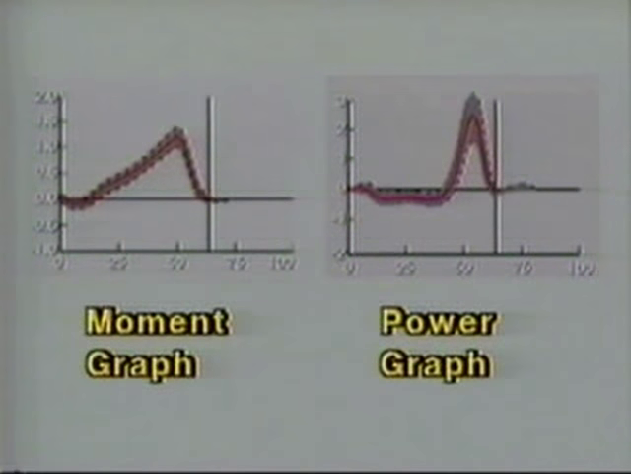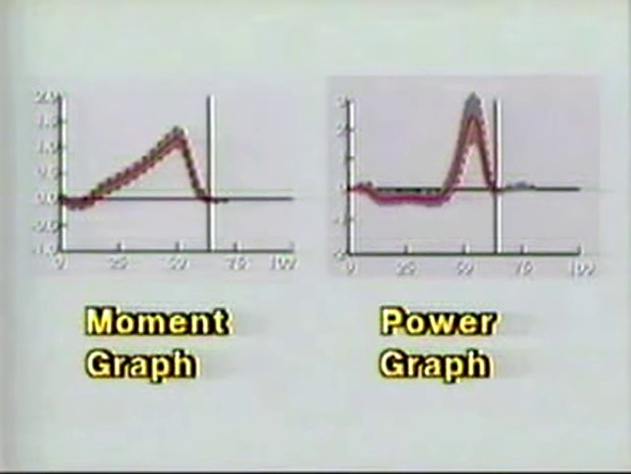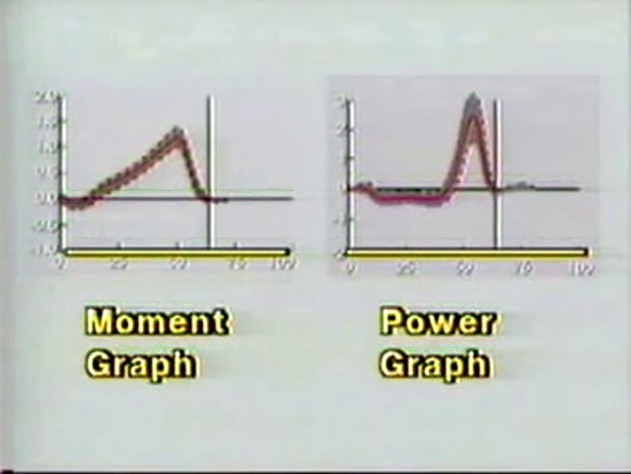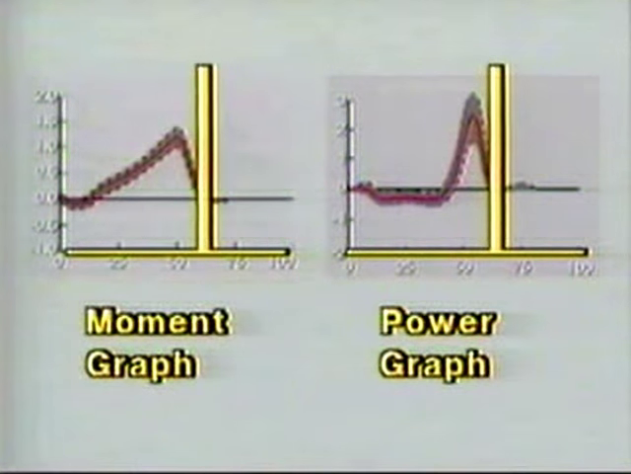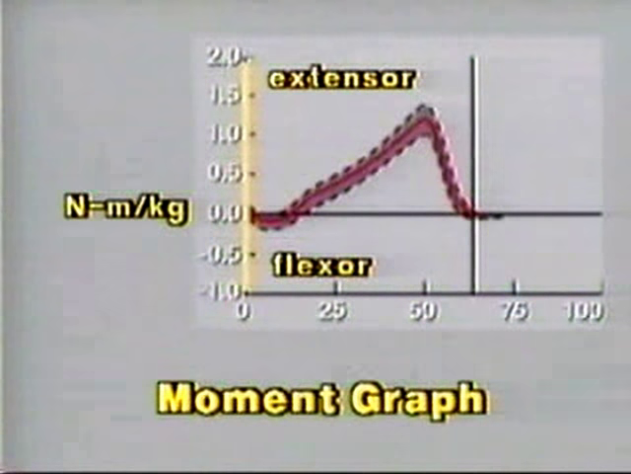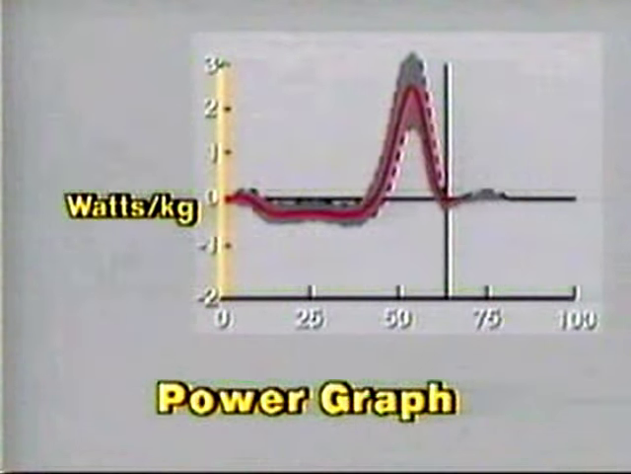Kinetics are represented on the moment and power graphs. Like the kinematic graph, the abscissa or x-axis depicts the percentage of the gait cycle, beginning at initial contact. The vertical line represents toe-off. On the moment graph, the ordinate or y-axis is the joint moment standardized for body weight. Power output is displayed on the y-axis of the power graph, also standardized for body weight.